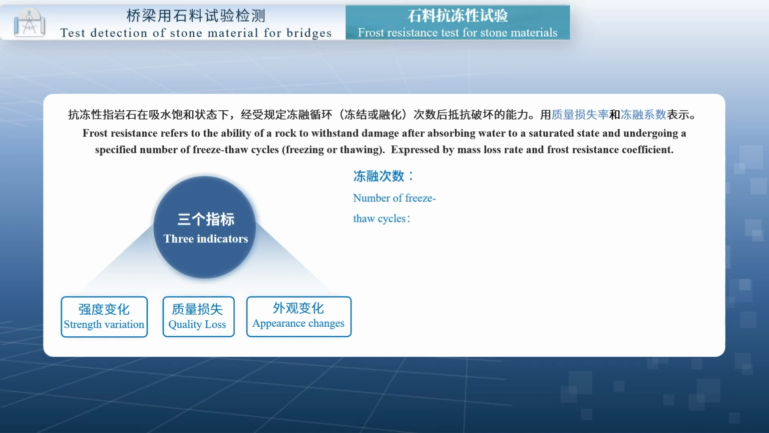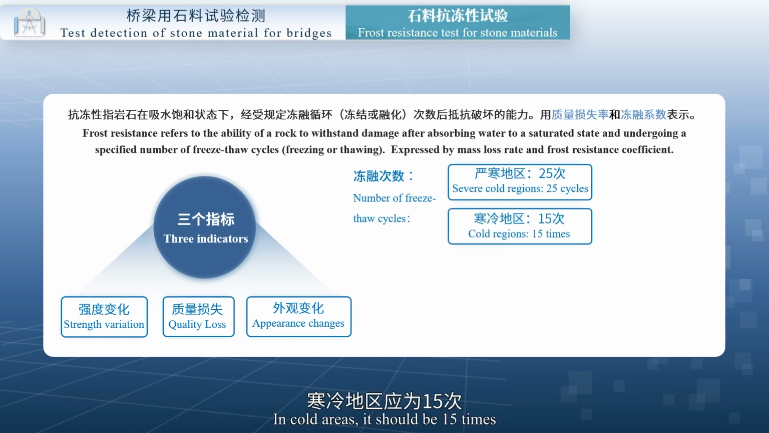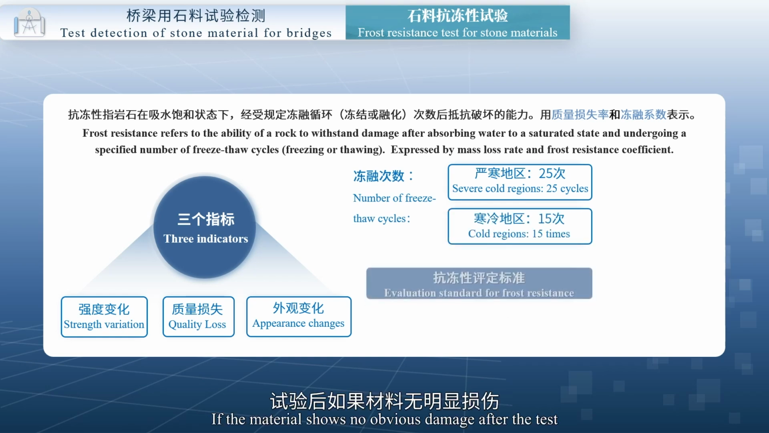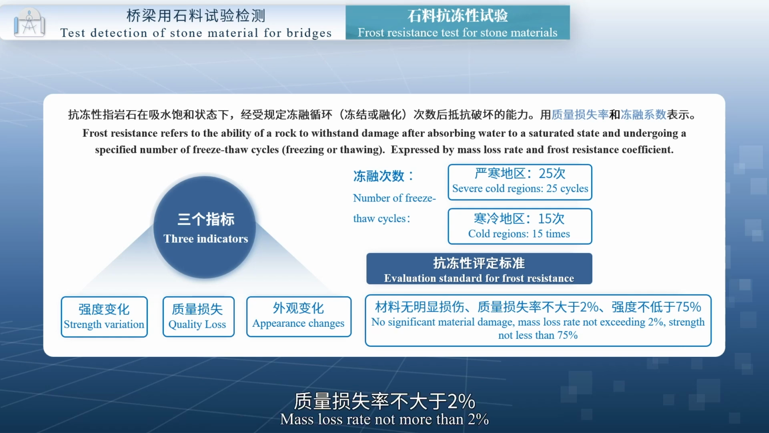During testing, freeze-thaw cycles in severe cold areas should be 25 times. In cold areas, it should be 15 times. If the material shows no obvious damage after the test, with mass loss rate not more than 2% and strength not less than 75%, then it can be judged as a qualified product.